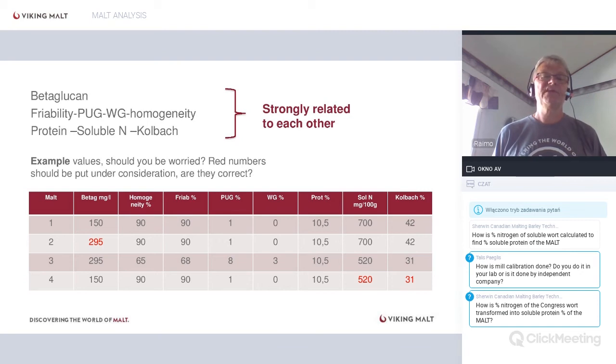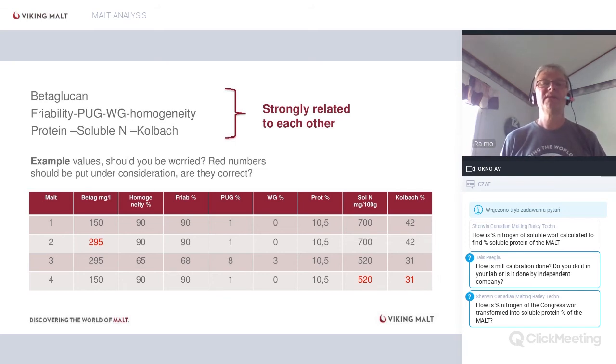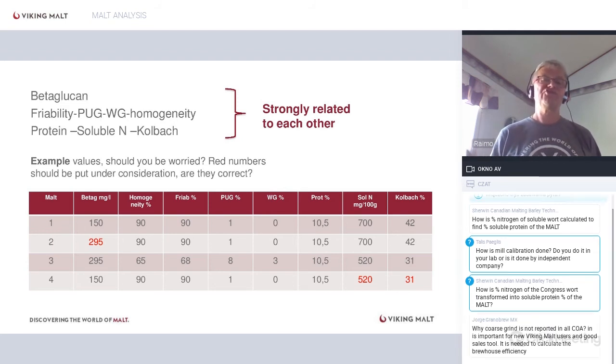This is not any real analysis result, but you can see, for example, beta glucan, then we have the friability figures: friability, PUG, partly unmodified grain, whole grain or glassy grains, and also homogeneity. All of those tell us about how well and how far the malting has been going. Also, protein, soluble nitrogen, and Kolbach are strongly related to each other, and also strongly related to all the other analyses mentioned here.